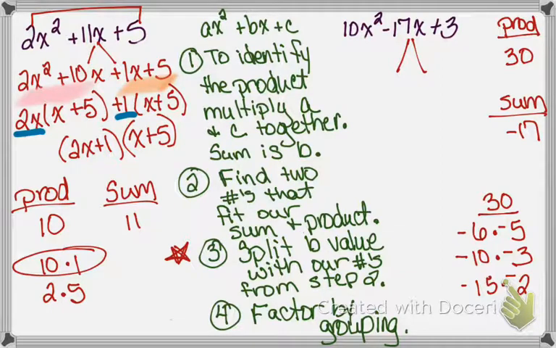Okay? So I am going to have 10x squared minus 15x minus 2x plus 3. Okay? So now we're going to factor by grouping. What comes out of the first two? 5x. 5x comes out of the first two.